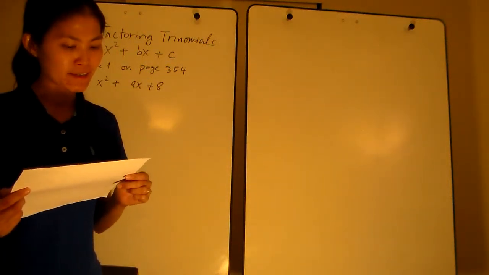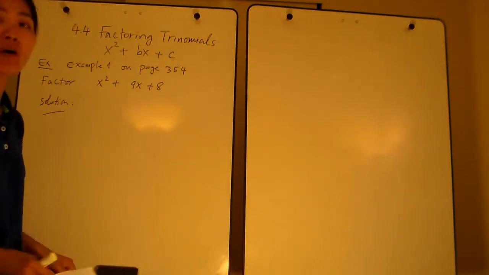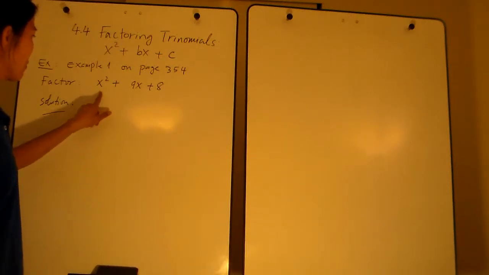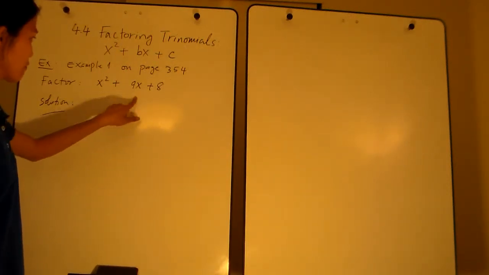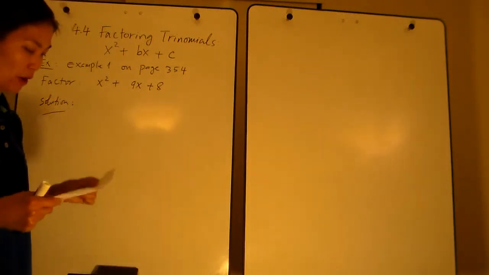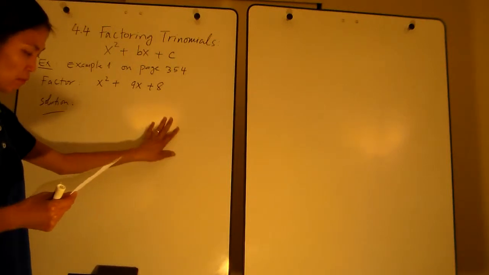First, arrange in descending order. All these terms are already in descending order, right? In the order the power is decreasing. This is power two, right? Second power, first power, zero power. So it's in descending order already, so you don't have to do anything. We're done with number one.